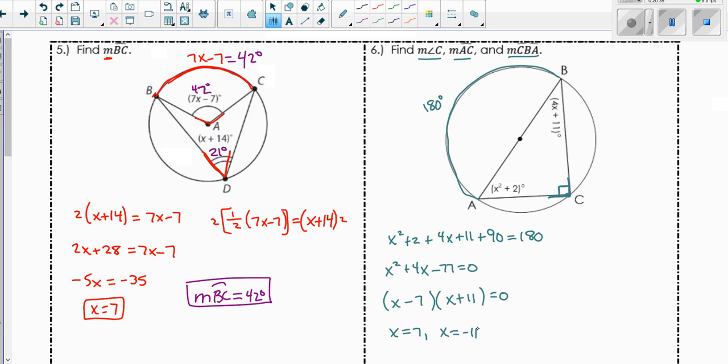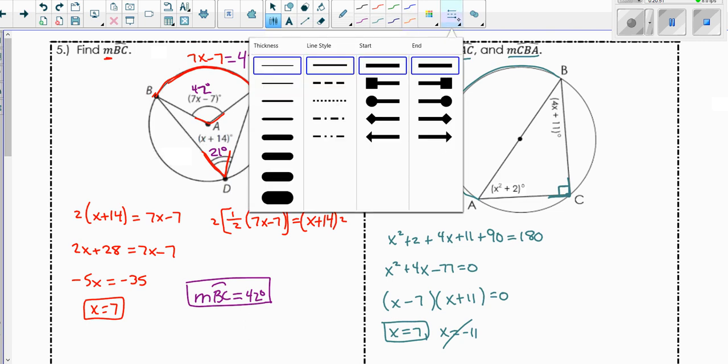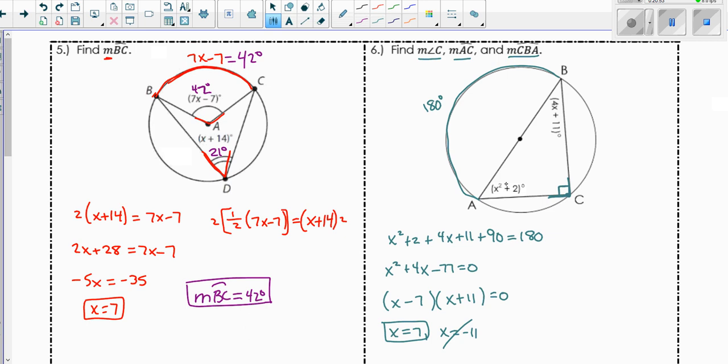However, if you go back and substitute into here, 4 times negative 11 is negative 44, plus 11 is negative 33. You can't have a negative angle, so extraneous, doesn't work. Okay, so now this does work, and I'm going to go back now and figure out everything else for this problem. So if x is 7, 7 squared is 49, plus 2, this angle is 51. 4 times 7 is 28, plus 11 makes this 39.